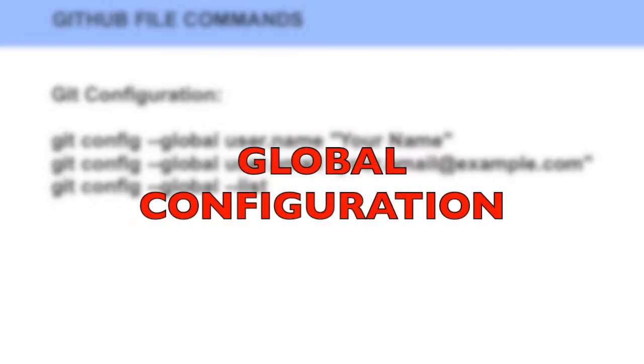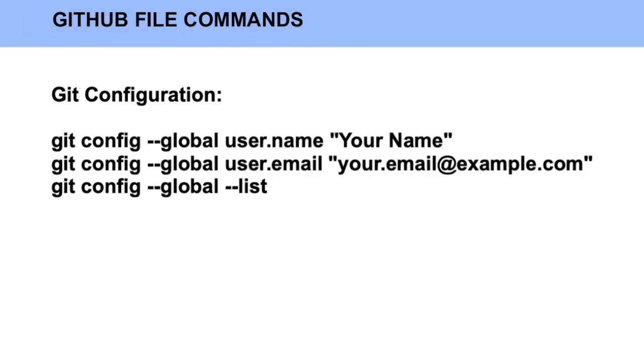Global configuration settings define your identity and preferences for all repositories on your computer. The global username, your name, is the name that appears in commit history to show who made changes to the code. The global user email, your email at email.com, is the email address associated with those commits and is often linked to your GitHub account, so your contributions show up on your profile. The global list command, git config --global --list, displays all global Git configuration settings currently saved on your system, allowing you to check your username, email, and other preferences in one place.